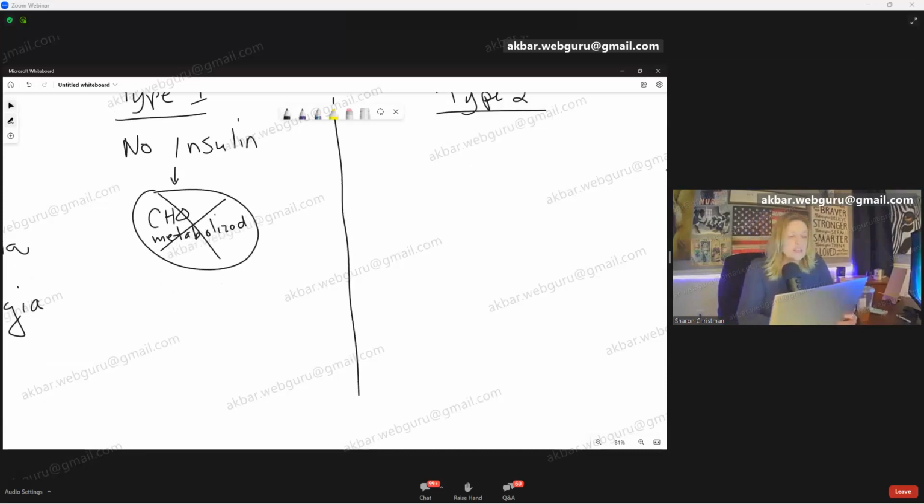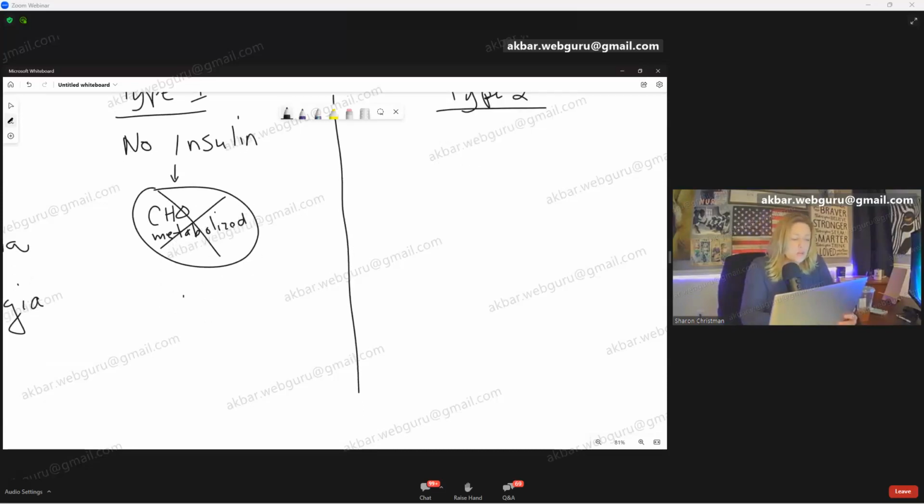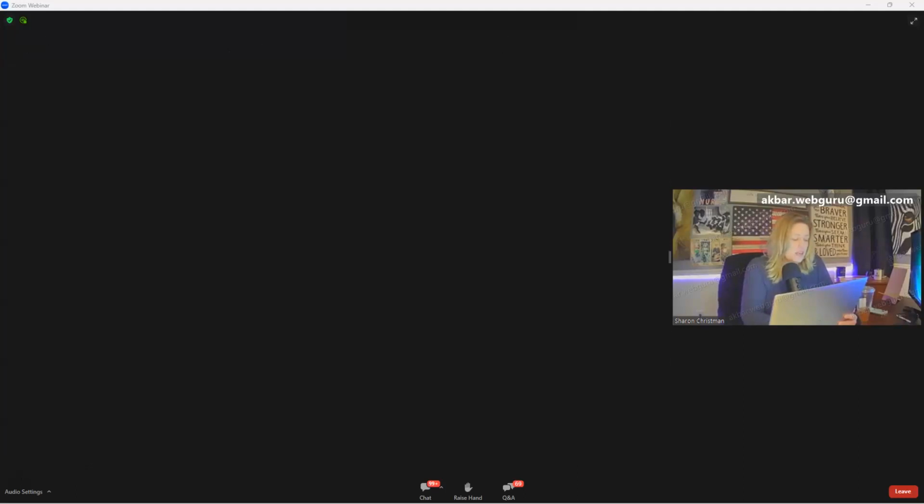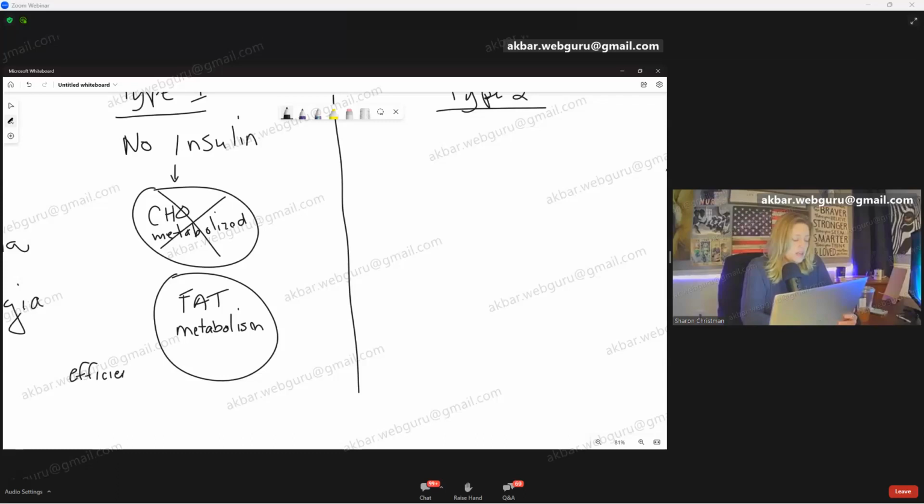So the question is, what are we using for energy? Well, our backup is fat. So we can metabolize fat even in the absence of insulin. So we're going to metabolize fat. Now, fat can be metabolized efficiently, or it can be metabolized inefficiently.